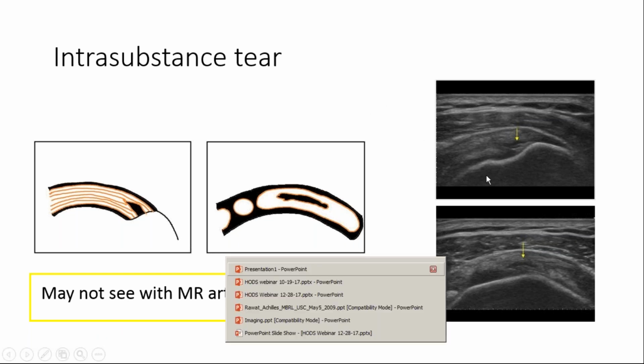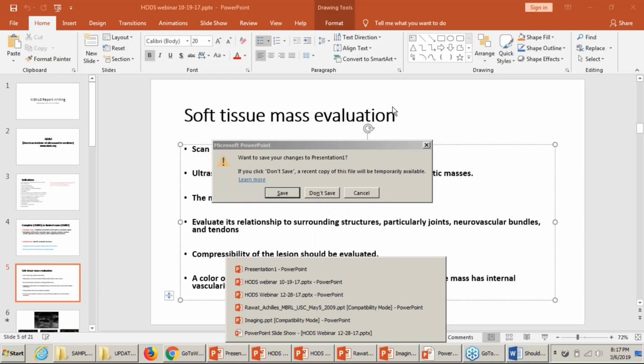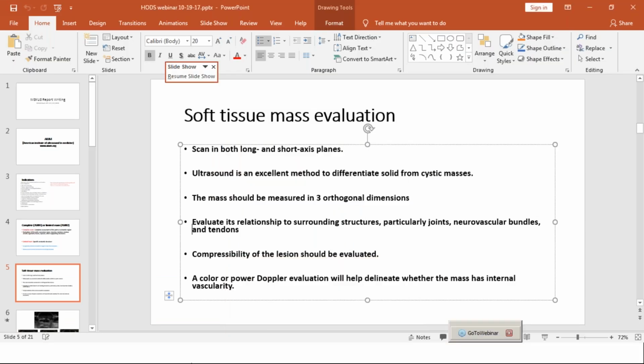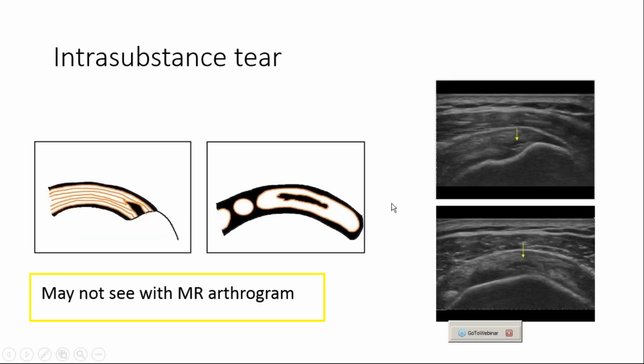But there can be more than these findings. There may be increased vascularization, so you may see increased angiogenesis if you put the color Doppler on. There may be some bursal fluid on top of it. So it can be a little bit more complex than what you see here, and you want to include that also in your impression.